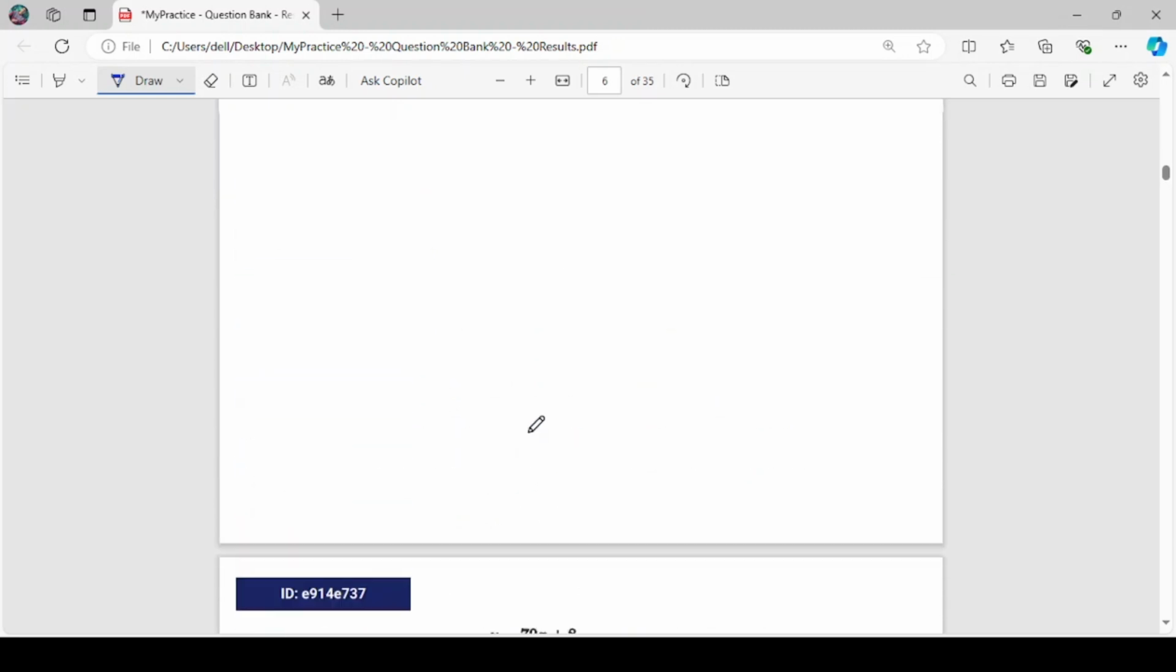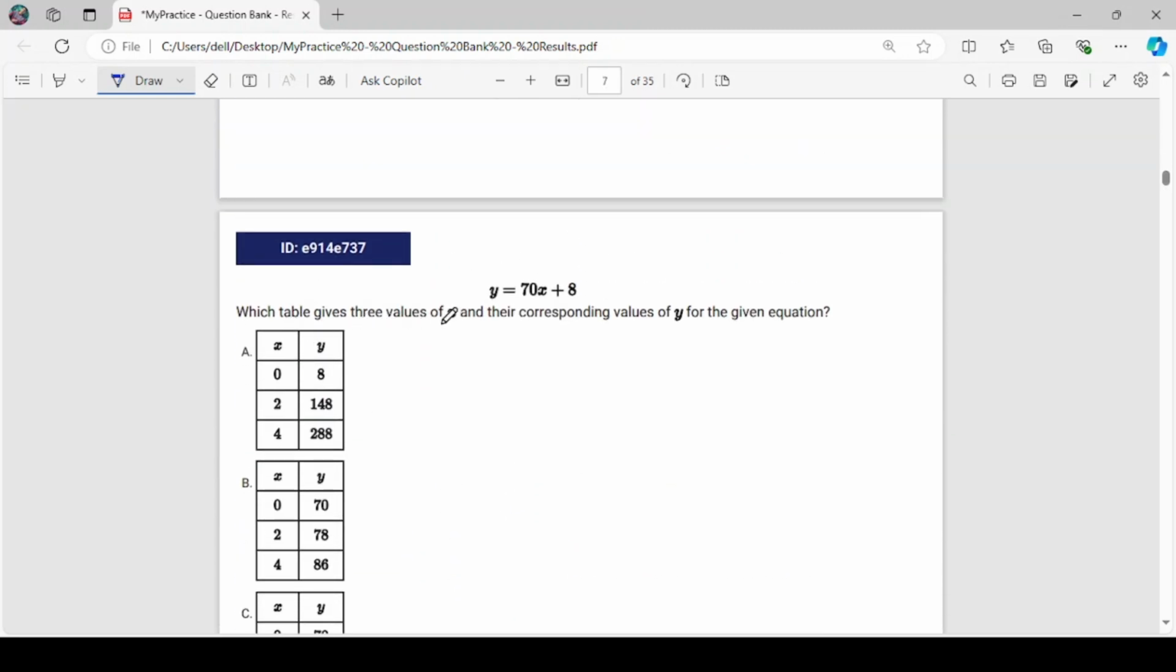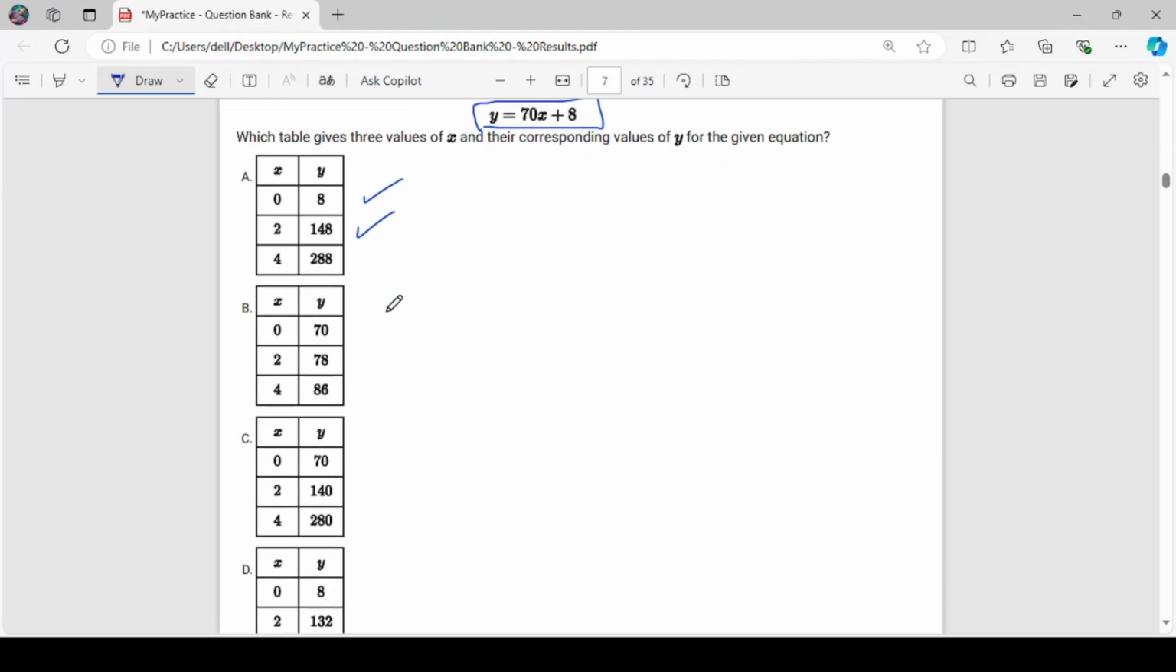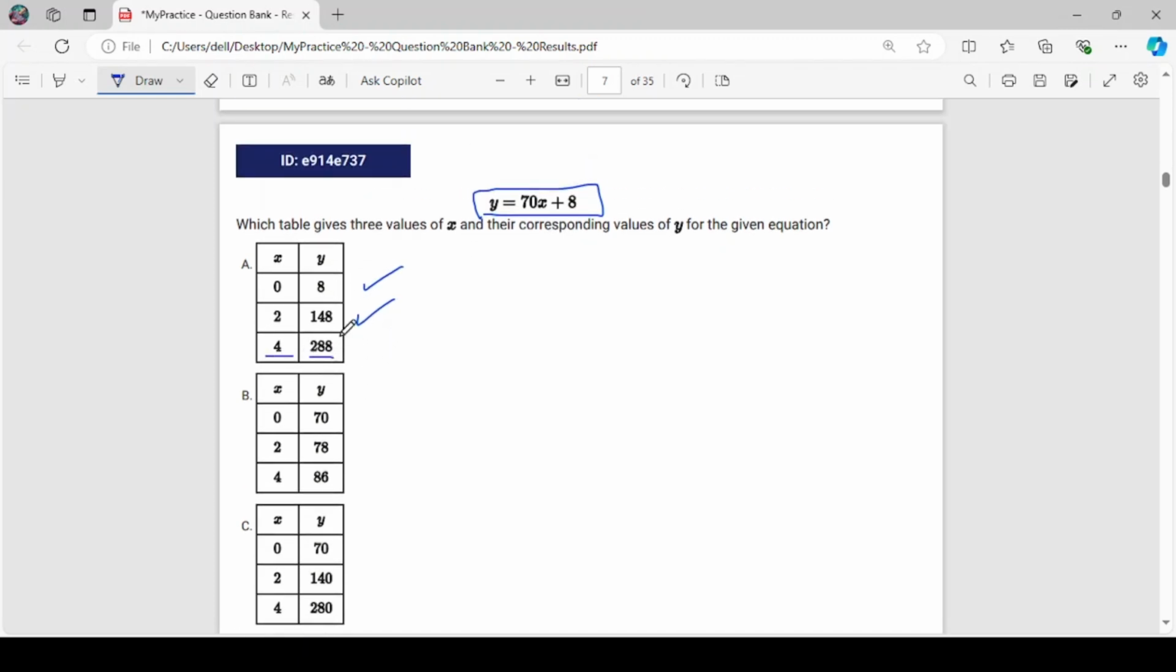Next question. Which table gives 3 values of x and the corresponding values of y for the given equation? We just need to take the values of x and y and input them in this equation. When x equals 0, y equals 8, and this is true for this table. Then 2 and 148: 7 2s are 14, plus 1, this is correct. I think this one is correct, but let's check the others as well. 4 and 288: 7 4s are 28, and 280, yeah, this one's correct.